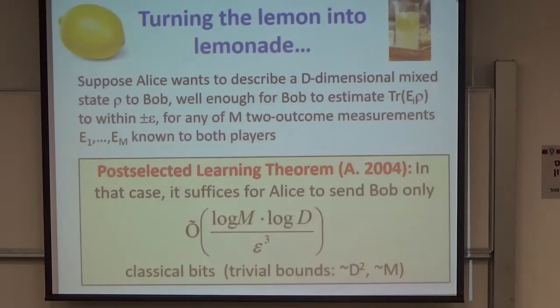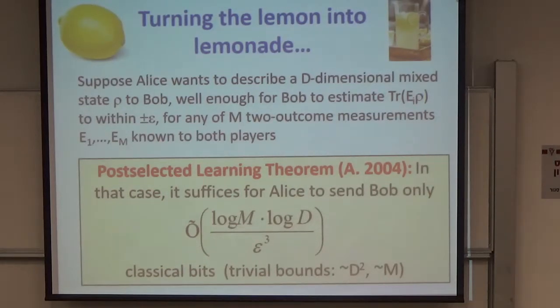And the interesting theorem is that even then, Alice can still get the information over to Bob that he wants by sending him only a polynomial number of classical bits. In particular, only about log M times log d divided by epsilon cubed. And if you care enough, that epsilon cubed can become an epsilon squared. I'll show you in the next couple of slides a proof of this theorem that gives this bound.